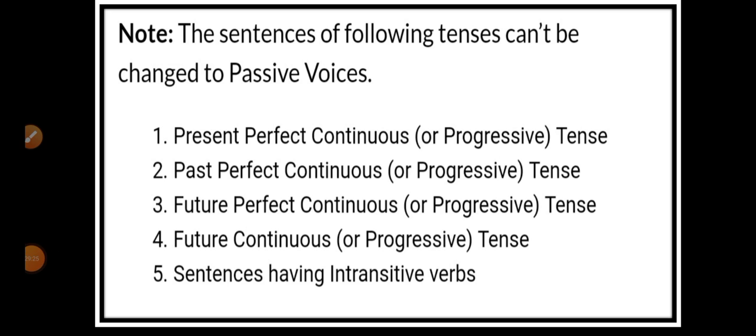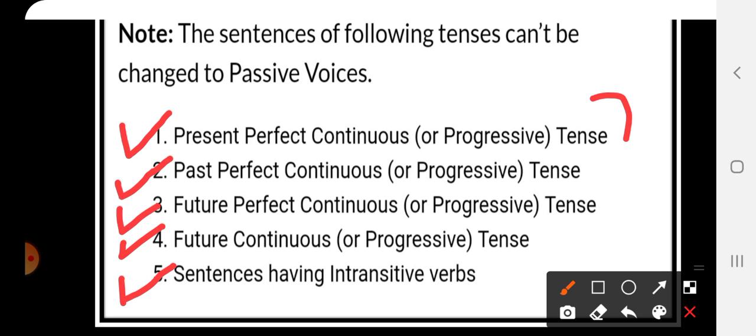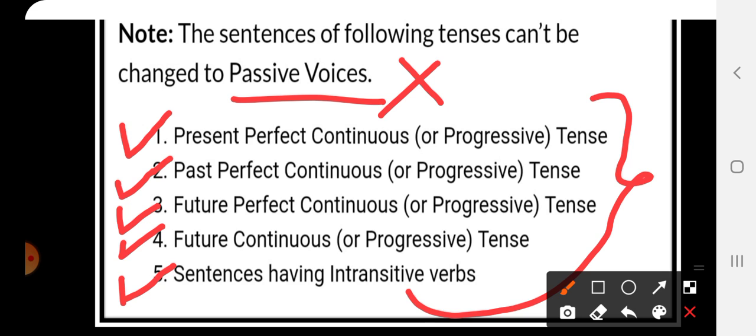Note this very important thing, the sentences of following tenses can't be changed to passive form or passive voices. First, present perfect continuous tense or present progressive tense. Second, past perfect continuous tense or past progressive tense. Third, future perfect continuous tense or future progressive tense. Fourth, future continuous tense or future progressive tense. Fifth, the sentences which are having intransitive verbs. The sentences written in these tenses do not have their passive form or passive voices.